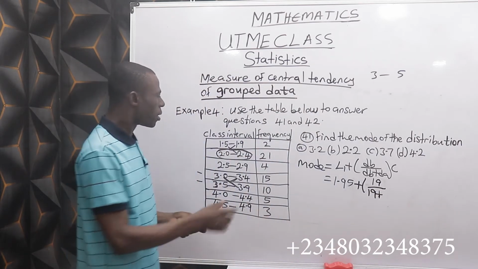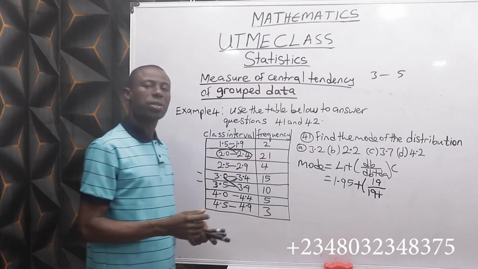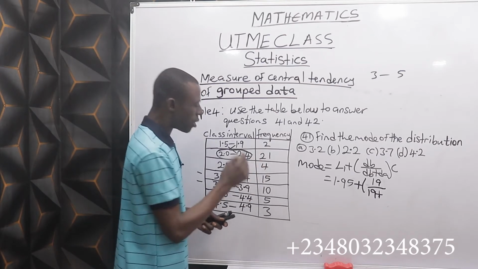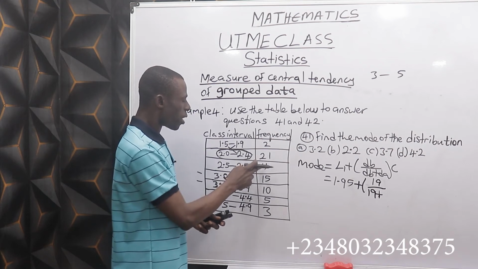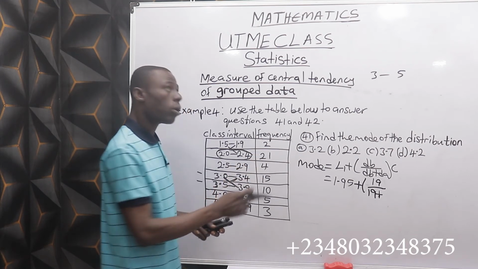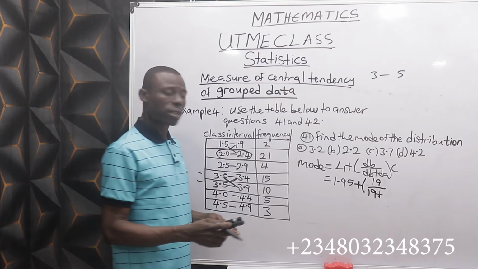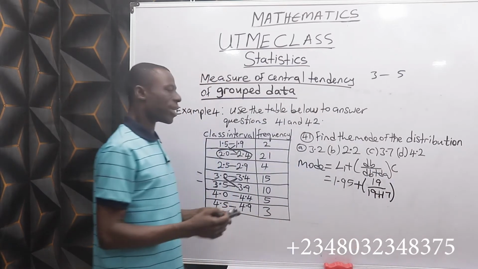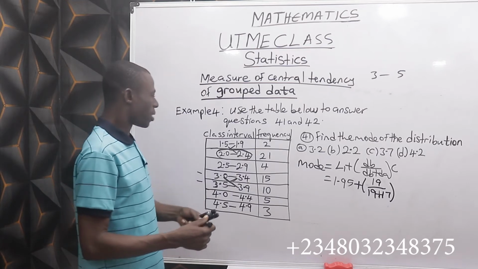dA is the difference between the modal frequency and the frequency after it. Frequency after it is 4. So the difference between 21 and 4, that is 17. 17. While our C is the class size.